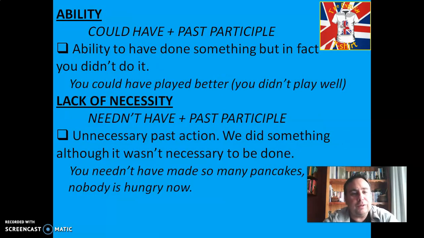Regarding ability, we use could have plus participle when we talk about the ability to have done something, but in fact, you didn't do it. You could have played better. Tú podrías haber jugado mejor, but you didn't play well. Or lack of necessity, as we have seen before.